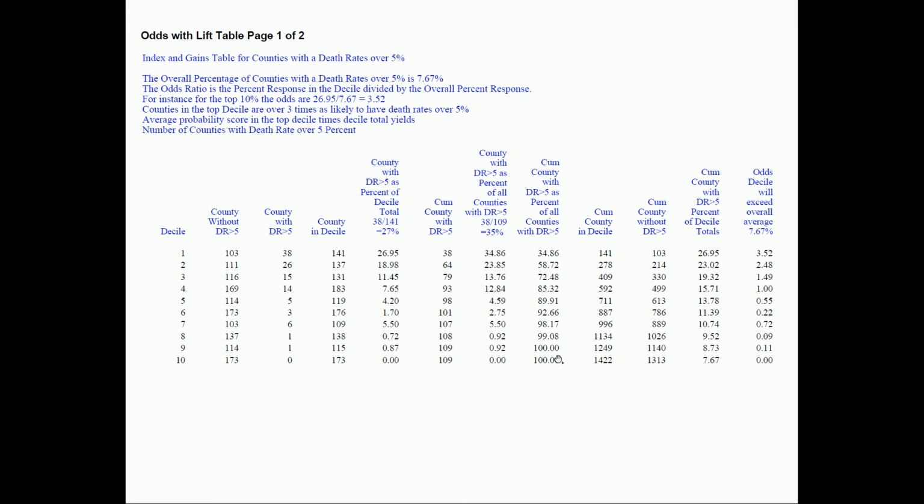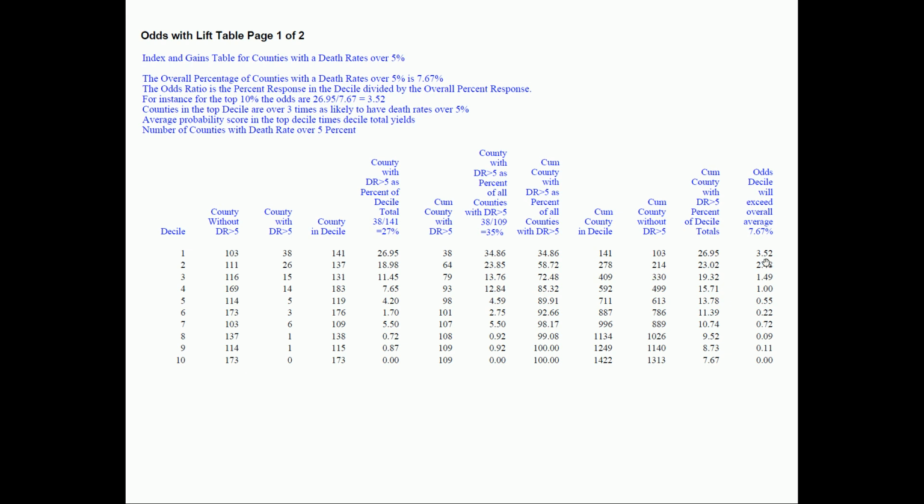This is just the cumulative counties, and cumulative, this is just the cumulative count in each decile. You're just accumulating this first column, and there's your 1422, which is all the counties in the 17 states. You have 1313 that don't have a death rate over 5%. Here's your 7.67%. There's the 2695.